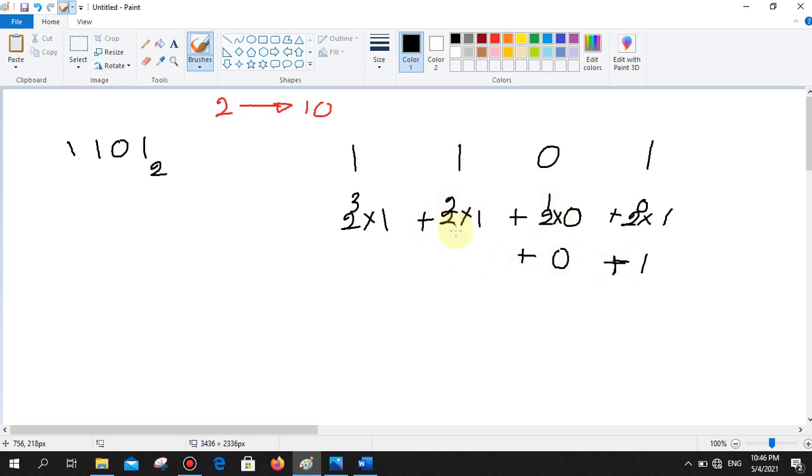2 to the power of 2 is 4, 4 into 1 is 4, plus 2 to the power of 3 is 8, 8 into 1 is 8. So the final answer, if we add all this, is 13 in base 10. Okay, this is how you can convert this binary number 1101 into decimal. We'll try out another one.